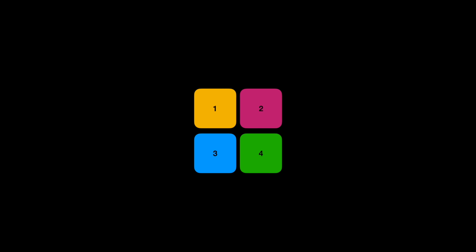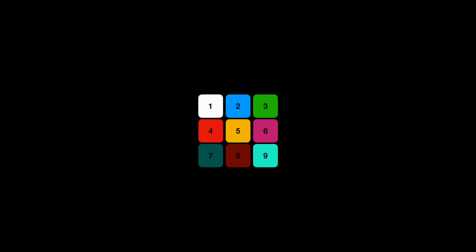The simplest case, the 2x2 matrix. To rotate it, we just need to do 4 operations to swap its corners, like this. Looks pretty simple, and we can do it for any size of matrix, right? So let's check the more complicated case, the 3x3 matrix.